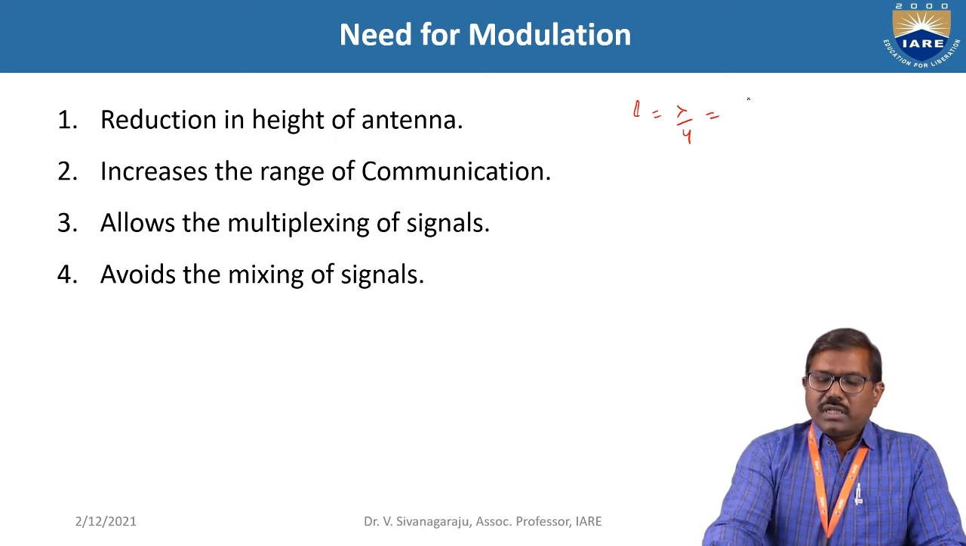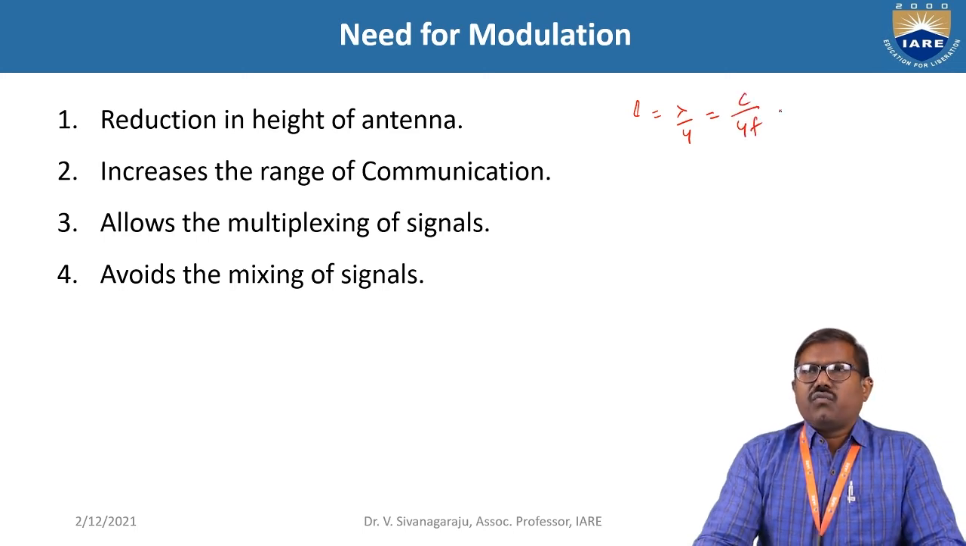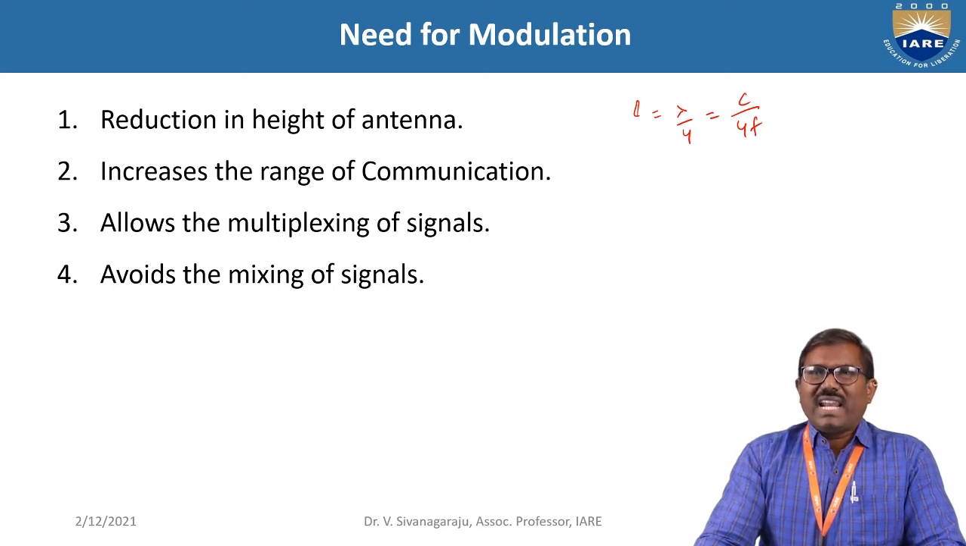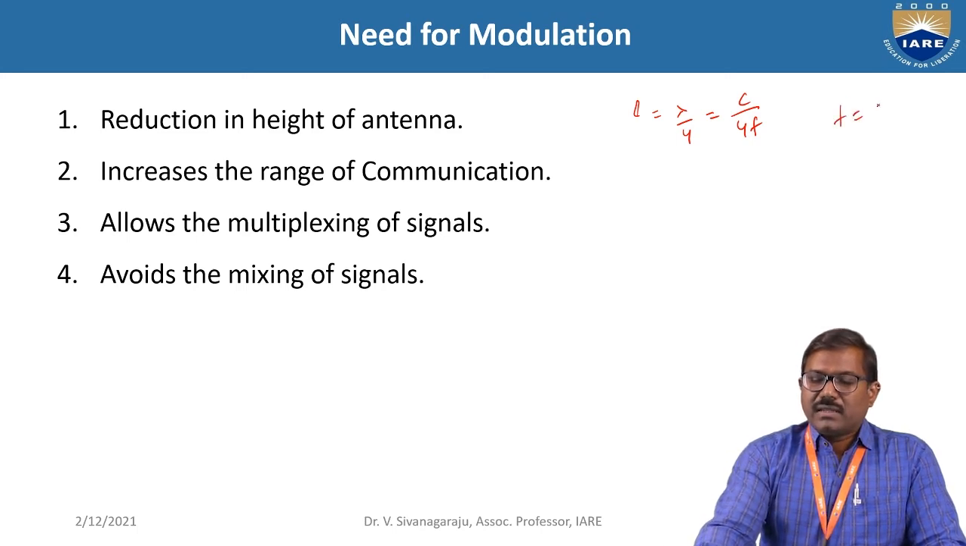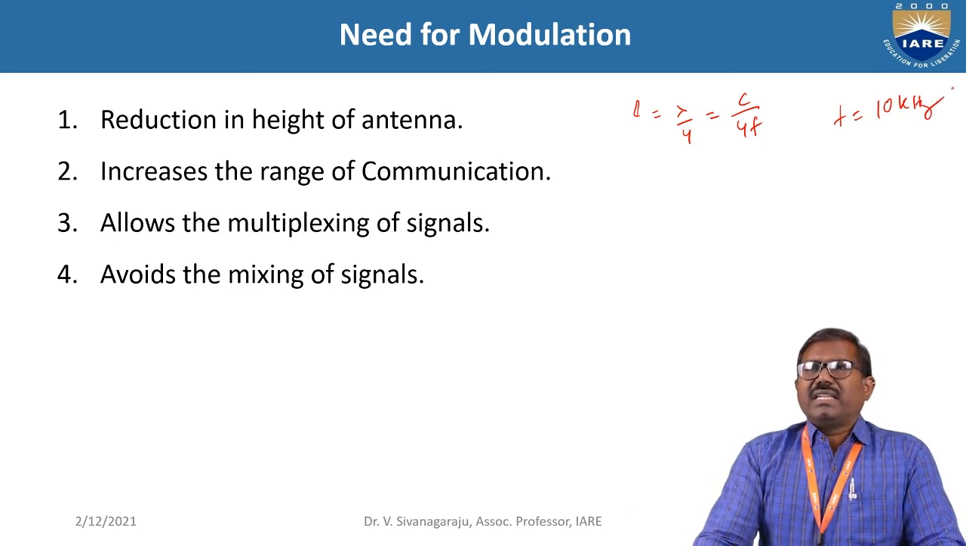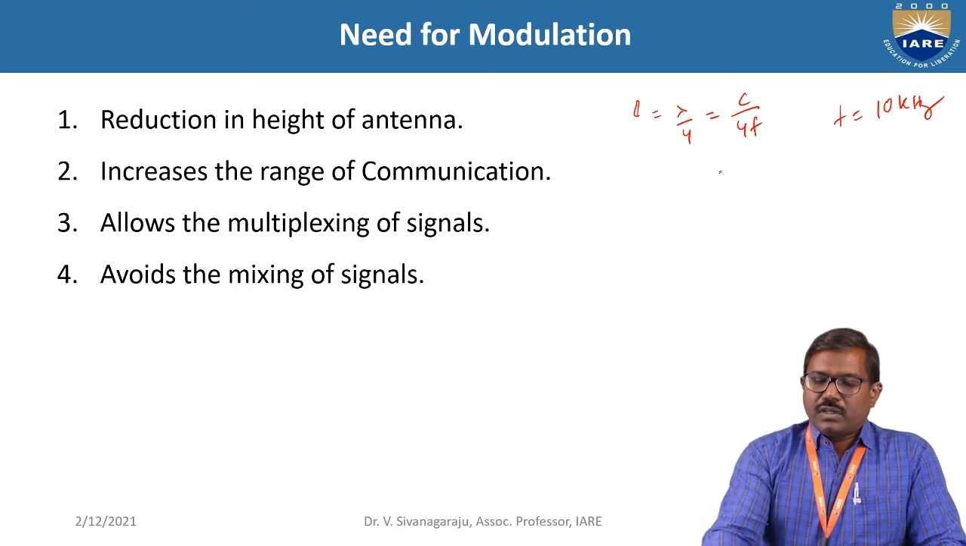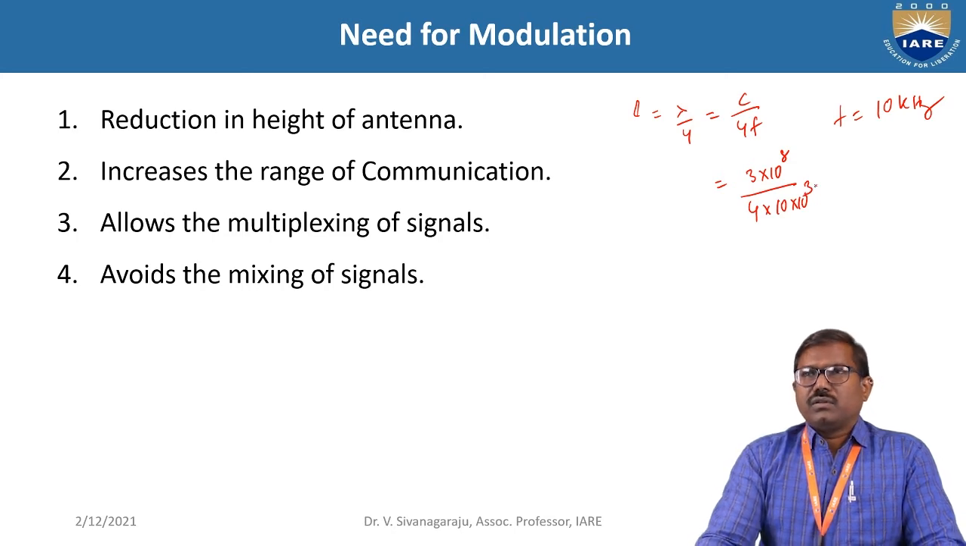We know that lambda is equal to C by F, so we have C by 4F. That is the length of the antenna. For example, F is in kilohertz. I'm taking 10 kilohertz, so F is 10 kilo. And C is the velocity of light, whose value is 3 into 10 power 8 meters per second. So here we substitute 3 into 10 power 8 divided by 4 into 10 kilo. So what did you get?